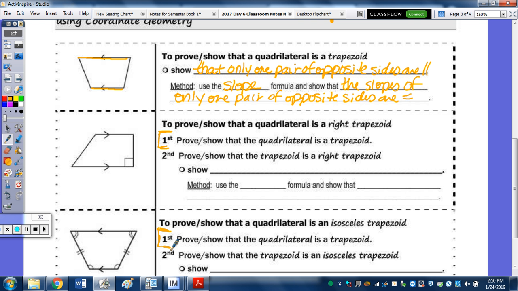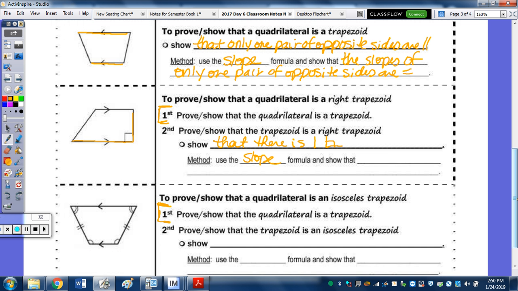So what's the difference between a trapezoid and a right trapezoid? It has to have one right angle. So you need to show that there is one right angle. Using which formula? Well, that would be easy, right? So is that any additional calculation? No. So we're going to use slope again. And we want to show that the slopes of what types of sides? Adjacent, or you can call them consecutive. They mean the same thing.